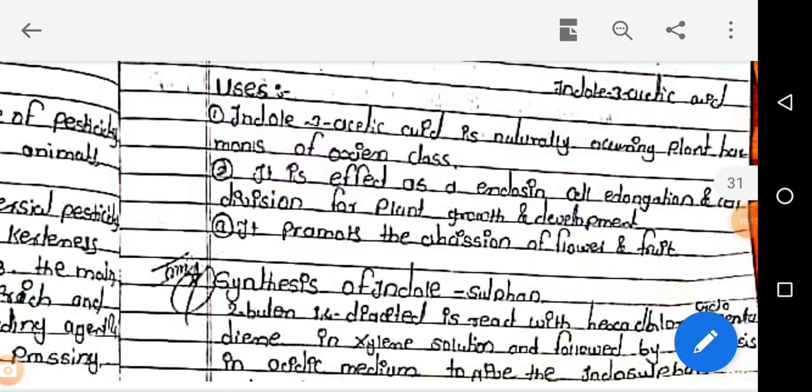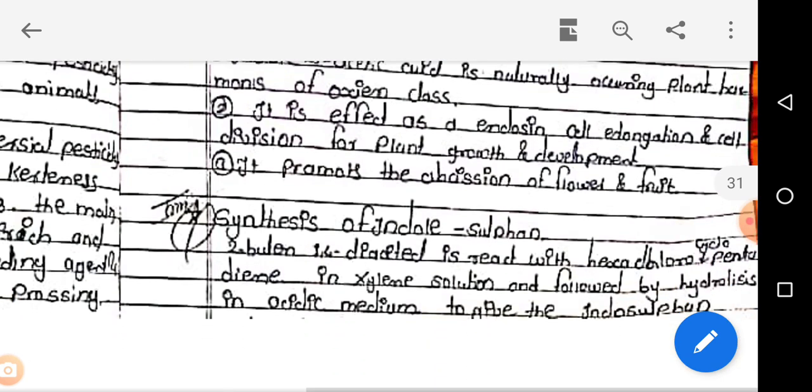So friends, today we will stop here. In the next lecture we will study the synthesis of indole sulfans. Thank you very much.